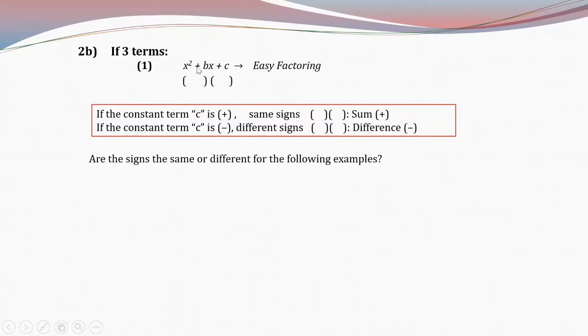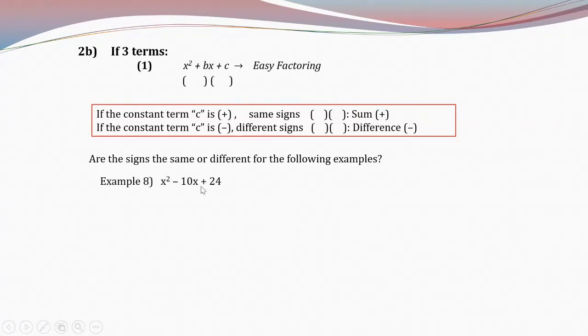Okay, here we go. This is called the bx term. The second term is called the bx term, and this is called my constant term, right? If the constant term is positive, it's going to be the same signs in the binomial, and we're going to add them to get the bx term. If the constant term c is negative, they're going to be different signs. Let me show you examples here.